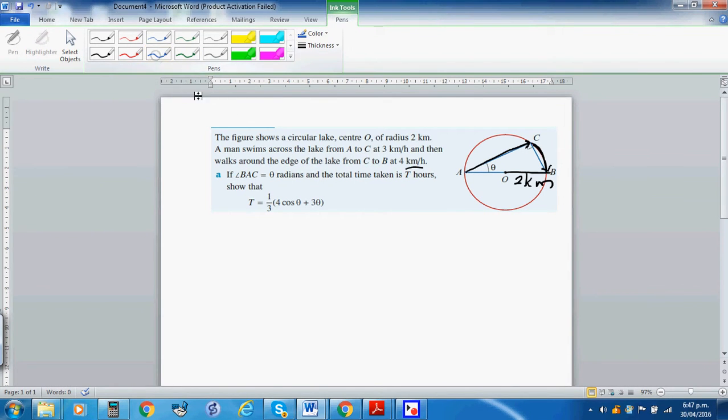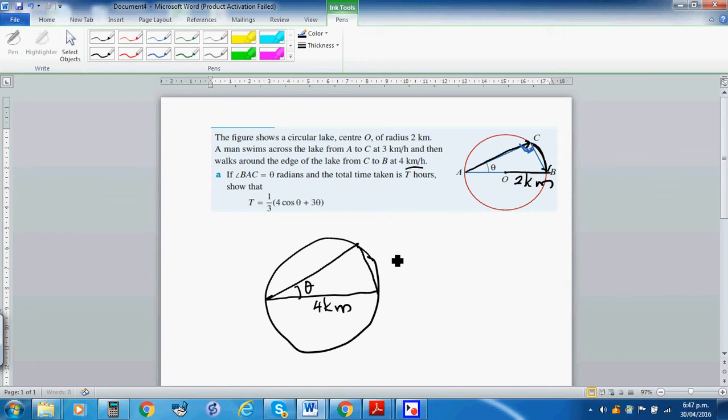One thing that you can very clearly see is this is a right angle. Okay, let me draw the circle again. So this is a circular pond, and let me do a bit of geometry here. So this is theta, and we know this is going to be 4 kilometers, because that's the diameter. This is the angle inscribed in the semicircle. That's always going to be a right angle.